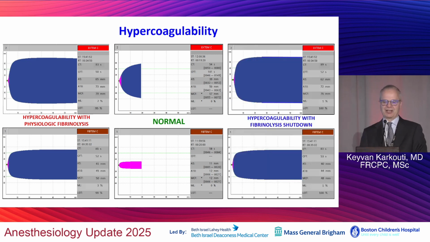And on the right side, the difference is you don't see that breakdown of the clot. There is no lysis. This would be a hypercoagulability with fibrinolysis shutdown. This is a sort of picture we saw with COVID patients in ICU that we didn't see much in any condition before that. So this really came to the forefront after the COVID pandemic or during the COVID pandemic.